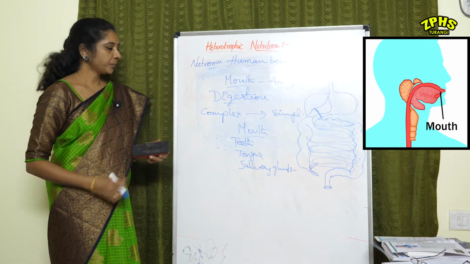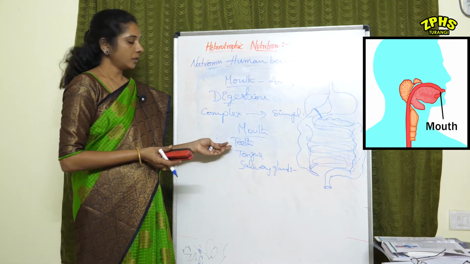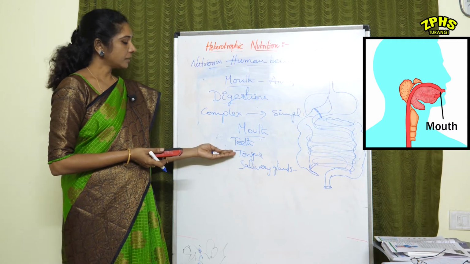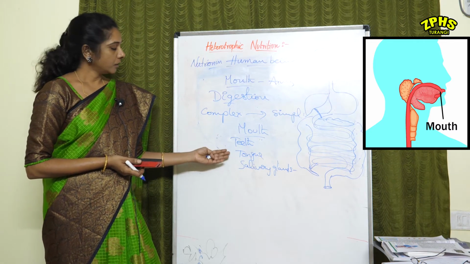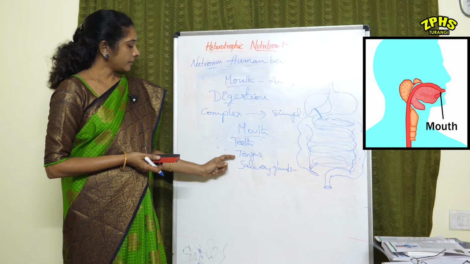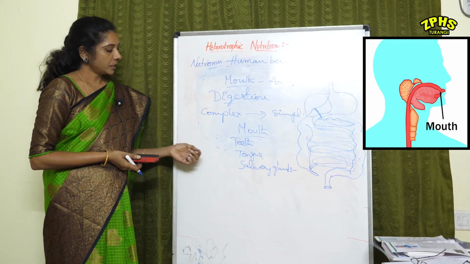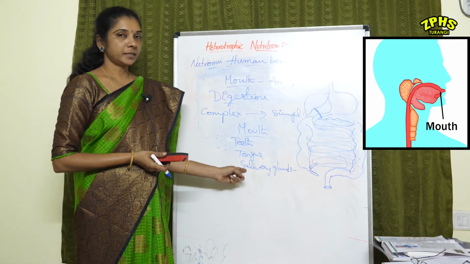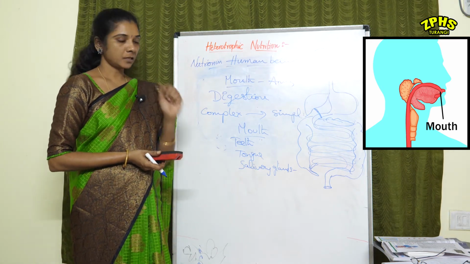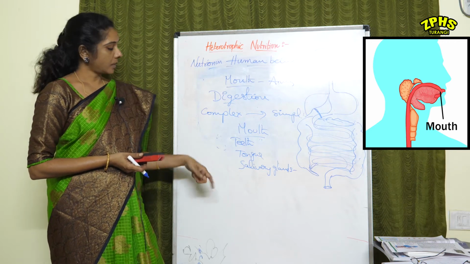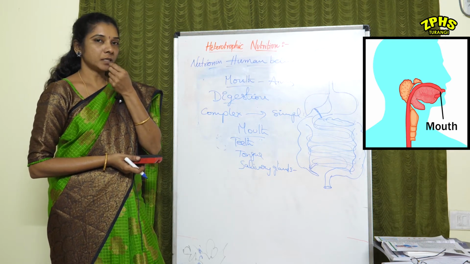So we know about the teeth. We have different types of teeth to bite the food and chew the food. And the tongue is also helpful for food intake. And salivary glands, we have 3 pairs of salivary glands, which are located: one pair is located near the ears, the second pair is under the jaws, and another pair is below the tongue.